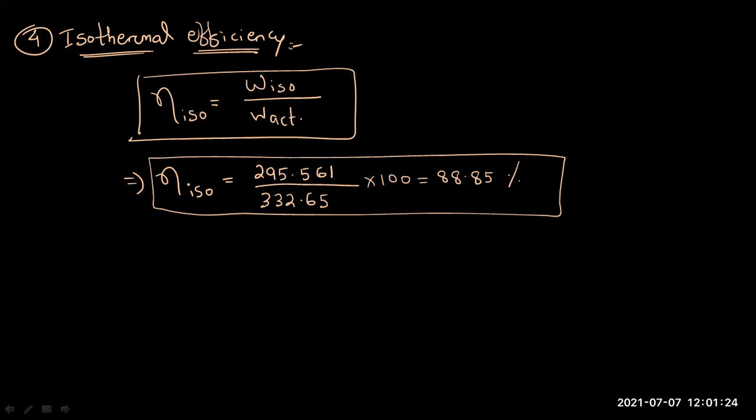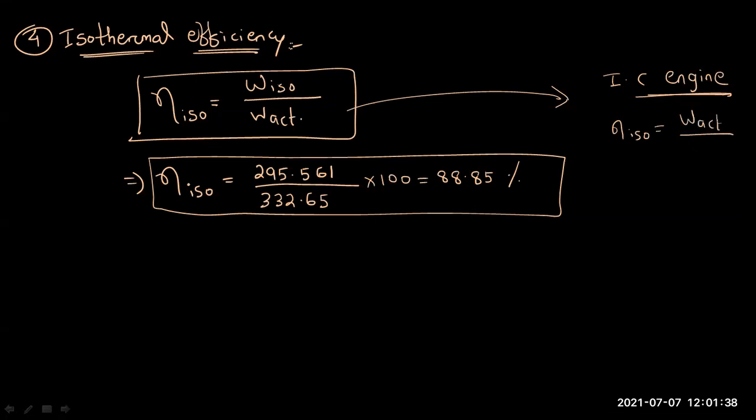Okay. So this formula will be changed if we consider an IC engine. For an IC engine, the isothermal efficiency is equal to actual work done divided by isothermal work done. But in case of a compressor, the formula will be reversed. In case of a compressor, the efficiency will be isothermal work done by actual work done. Okay. Similarly, mechanical efficiency.